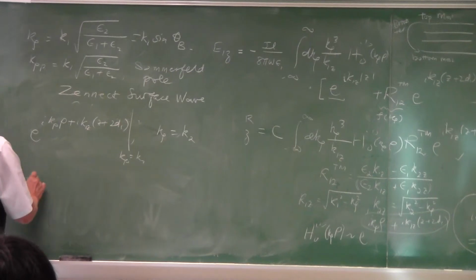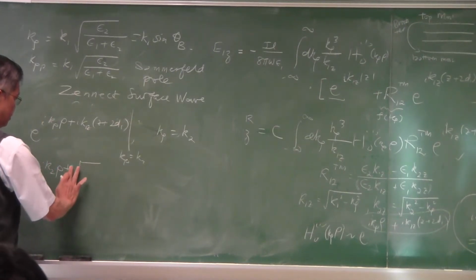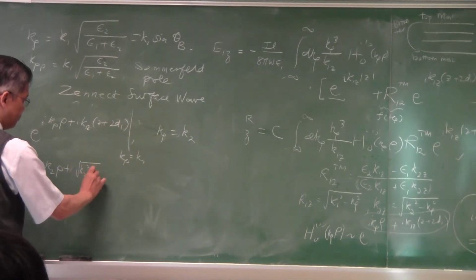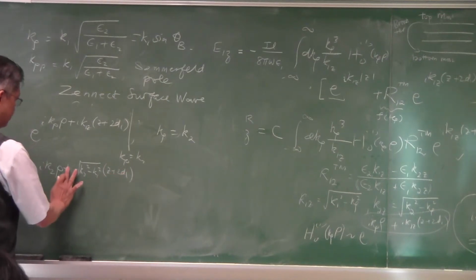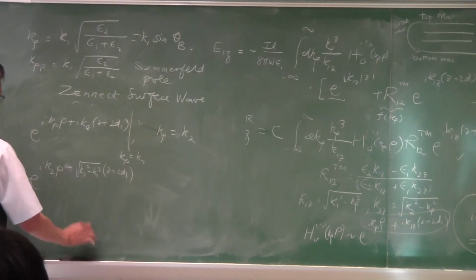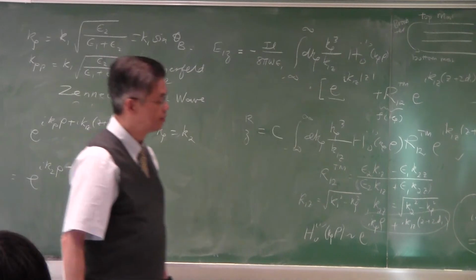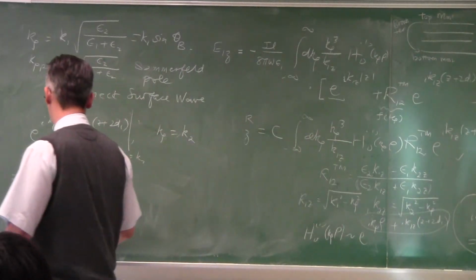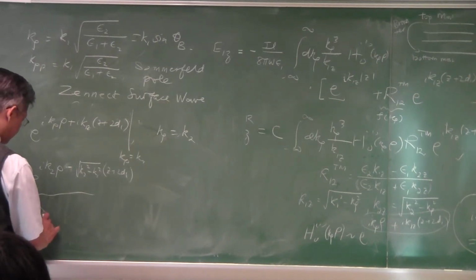And this would become e to the i k2 rho plus i, or if you put this in, it becomes the square root of k2 squared minus k1 squared, times z plus 2d1, with a minus sign here. Okay, it's on the top Riemann sheet of k1z, so this comes out to be the right sign. So if you evaluate this point here, this is the phase. This phase denotes what I call the lateral surface wave.